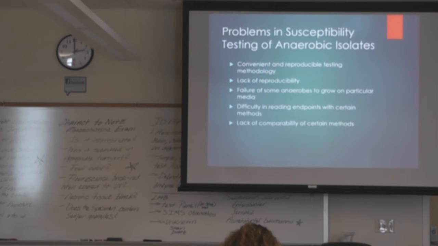Problems in susceptibility testing of anaerobes. Reproducibility and methodology can be a problem because of the lack of reproducibility. Failure of anaerobes to grow in particular media. These guys are so picky, so you have to use particular media. And then difficulty in reading endpoints with certain methods. And then there's really hardly anything to compare it to with certain methods, so it's hard to reproduce plus compare. So you have a couple different problems there when you're trying to look at a culture. Those would be your main problems with anaerobic isolates.